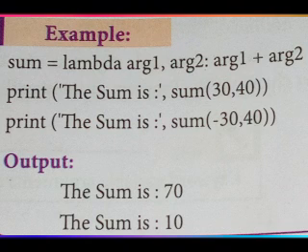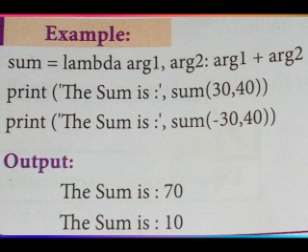Here is one example. I am reading that example program. sum = lambda arg1, arg2: arg1 + arg2. This is the function. Then next come to the program. print("The sum is:", sum(30, 40)). print("Sum:", sum(-30, 40)). This program is calling this function, print sum is sum of 30, 40.